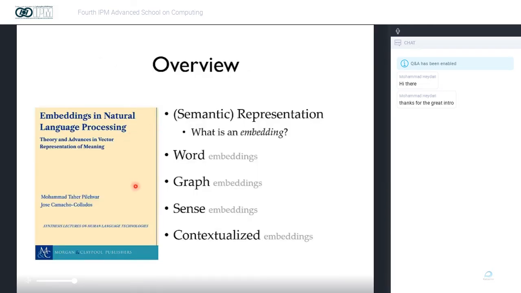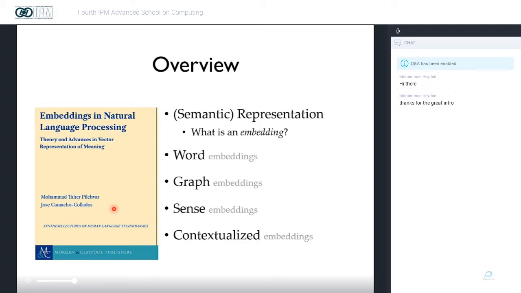This tutorial is like a quick overview of a recent book I have co-authored with Jose Camacho-Collados, who is an assistant professor at Cardiff University. The book is a broad review and synthesis of the literature on what we call embeddings in natural language processing.